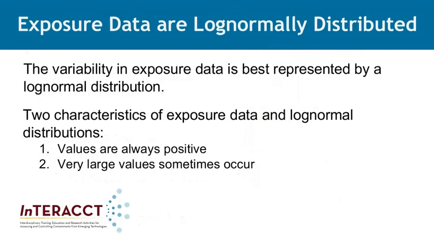Years of exposure monitoring, data collection, and analysis have demonstrated that the variability in exposure monitoring results in the workplace are best represented by a log normal distribution. Two characteristics of exposure monitoring data that align with the properties of the log normal distribution are that values are always positive and very large values sometimes occur. In statistical terms, the second characteristic means that the exposure monitoring data and the log normal distribution are right skewed, as we saw in Figure 2 on the previous slide.